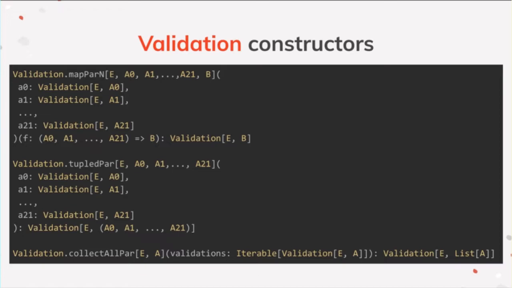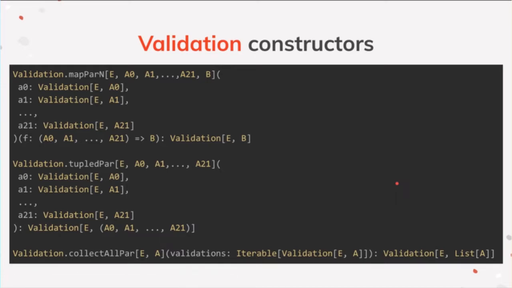We also have a similar constructor named tupled par that doesn't need a function for combining the validations. It just combines the success values of the provided validations into a tuple, also up to 22 validations. And if you need to combine more than 22 validations, you can use collect all par, that receives an iterable of validations and returns a validation that can succeed with the list of values produced by these validations, or a non-empty chunk containing the possible errors that may have happened.